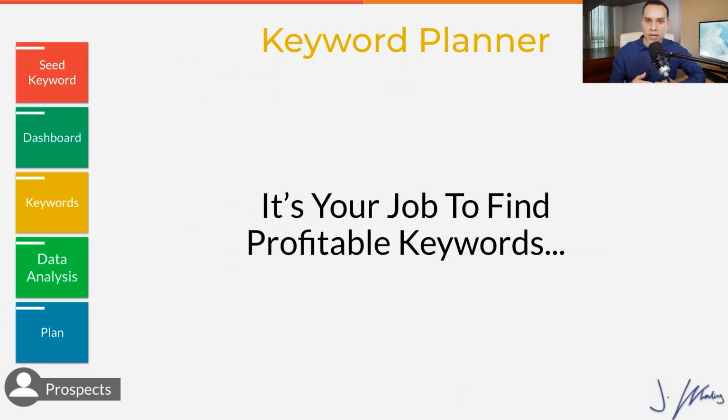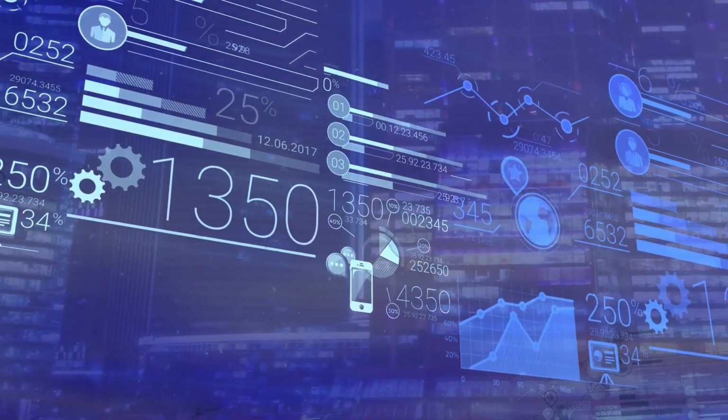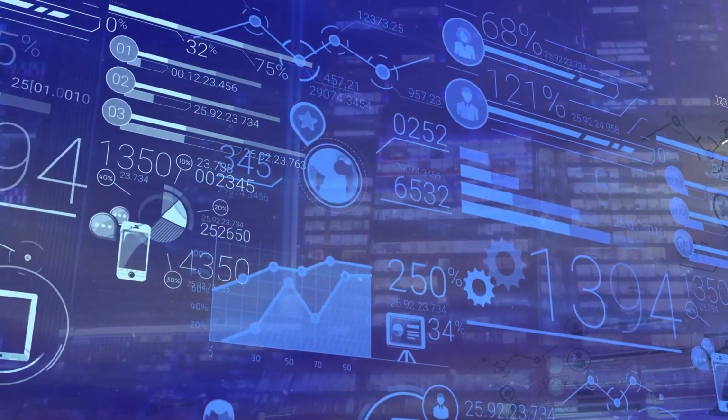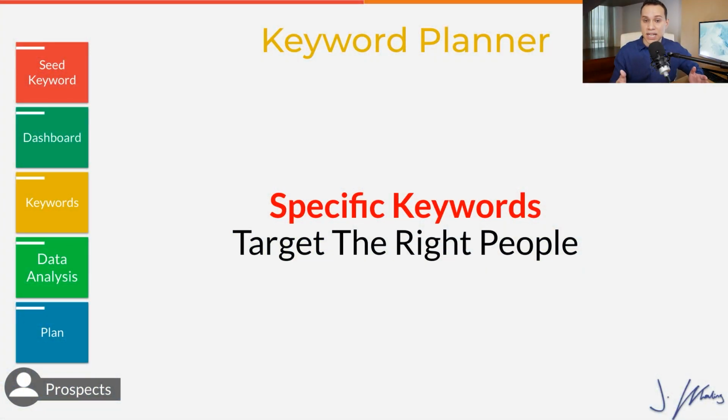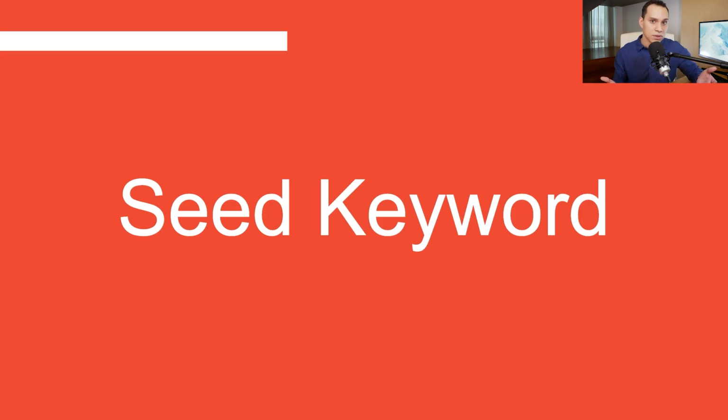Now, something to remember is the keyword planner is designed to give you a ton of information, and then it's our job to sift through all of that and figure out what actually is important to us. And that means there's a lot of features and a lot of data that we should just ignore and not use, because it's our responsibility to find those buyer keywords while Google is trying to give us every single idea under the sun, because obviously the more keywords we bid on, the more money Google makes. And the keywords we want and the keywords Google wants us to bid on don't always match up.